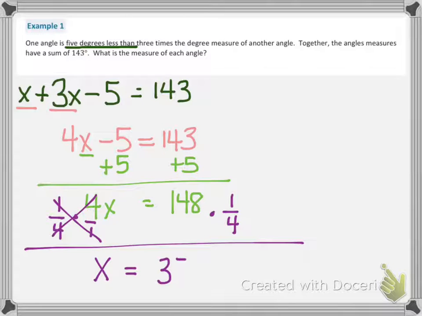Wrong, 37. All right, so there we go. 148 divided by 4 is 37. X equals 37.